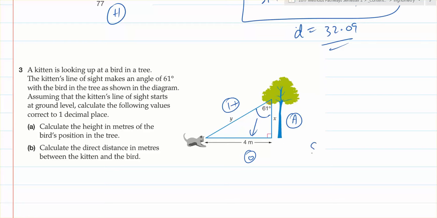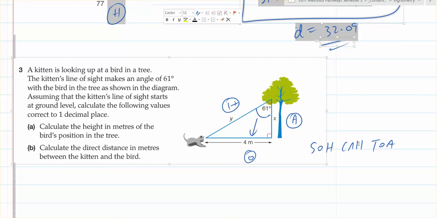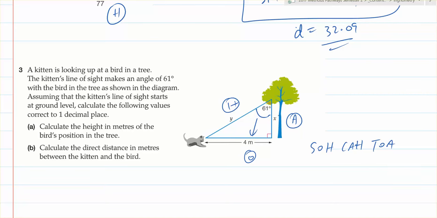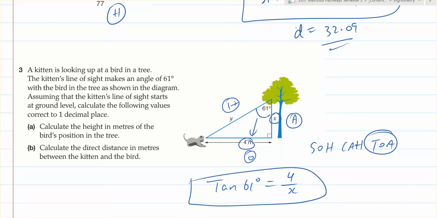So SOHCAHTOA, for this question, I want to know what ratio we're interested in, okay? Because we're interested in the x and the 4, I'm going to use opposite adjacent. We're going to use the tan ratio this time, okay? So tan of 61 degrees equals opposite divided by adjacent. So the opposite side's 4, the adjacent side is x. Okay, form the equation, solve for x.